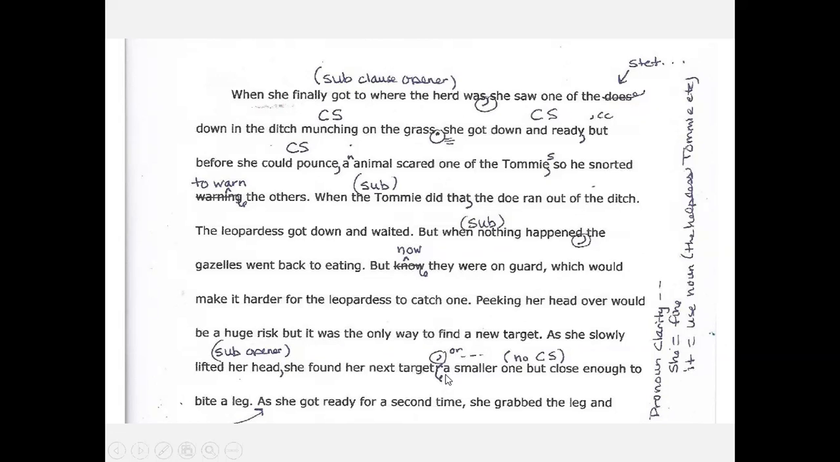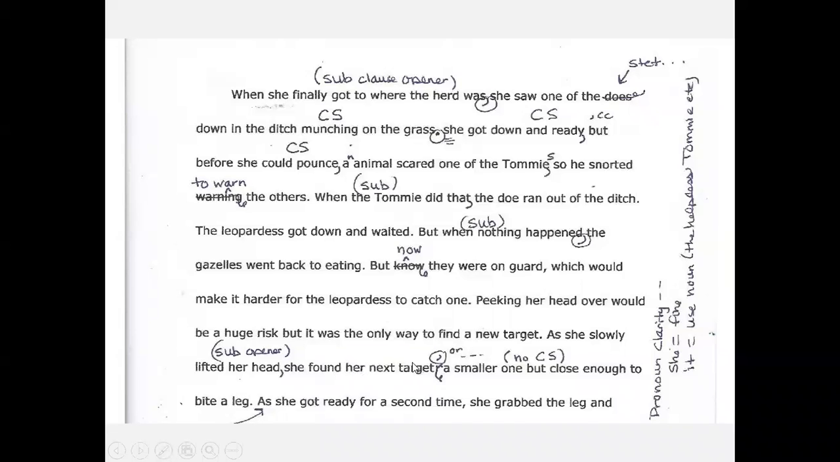Then, I can't see what was there, but she has a choice of either putting a comma and an appositive, a smaller one but close enough to bite a leg, renaming the target, or she could use a dash. She had a semicolon, but this is not a complete sentence, so she can't use a semicolon.